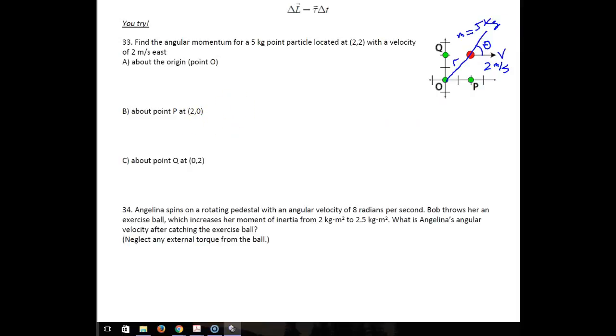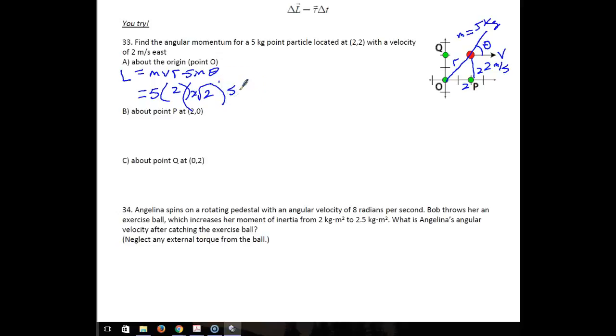So let's go ahead and use our first equation in order to solve this one. We're going to say that L, which is our angular momentum, is equal to the mass times velocity times the radius times the sine of that angle. So here we've got our mass. Our mass is 5. Our velocity is 2. And our radius, if I know that this is 2 and I know this is 2, then I know that the length of this side is going to be 2 times the square root of 2, because that's a 45, 45, 90 triangle. And so that's what this is.